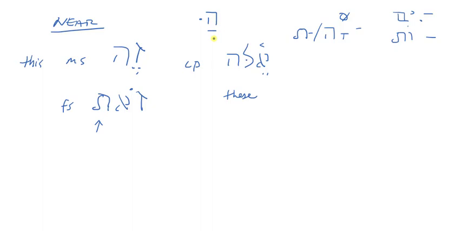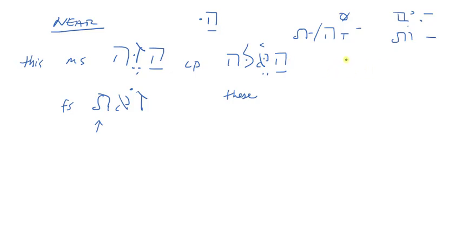So if I wanted to say the this, that doesn't sound like good English, does it? It's beautiful Hebrew. If I wanted to say the this, it would be ha zeh. And I put the ha in front and the doubling dot in the zayin. Ha zeh. Ha zot.